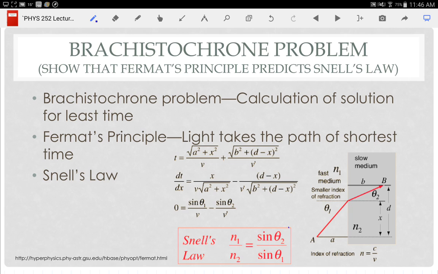So this one here, remember we found the time that it took in medium A, or medium 1, the time it took in medium 2. We added those up, so there's where it shows the equation. Time is equal to the square root of a squared plus x squared over v, plus the square root of b squared plus d minus x all squared over v prime, being the speed in the second medium. And then we said, let's minimize this. How do you minimize something?